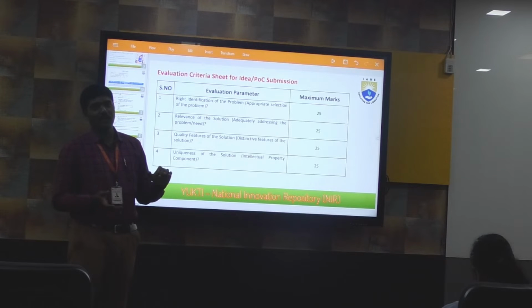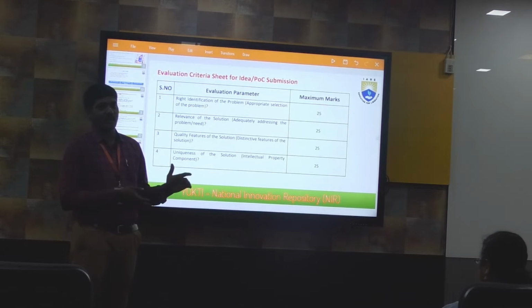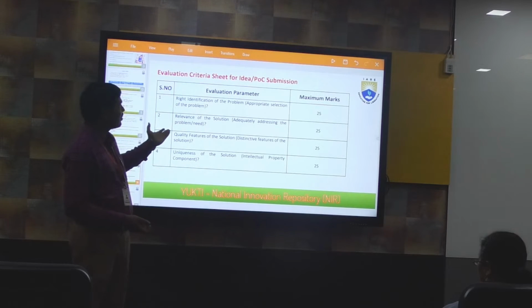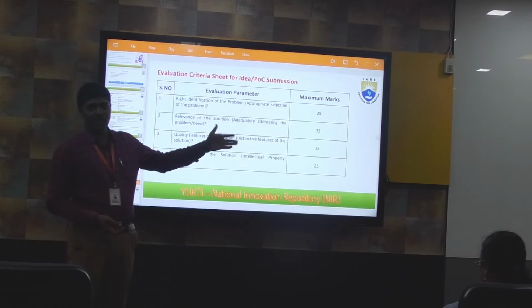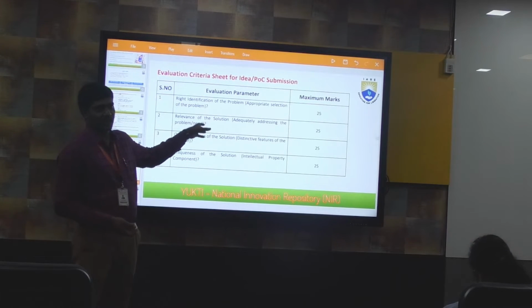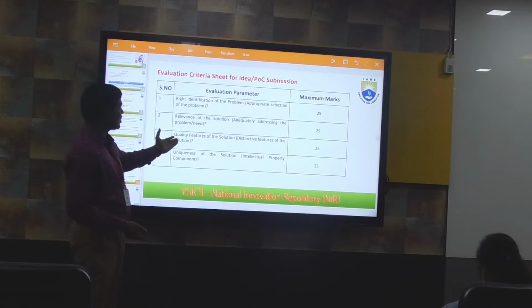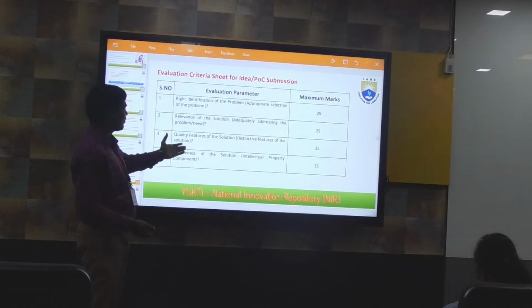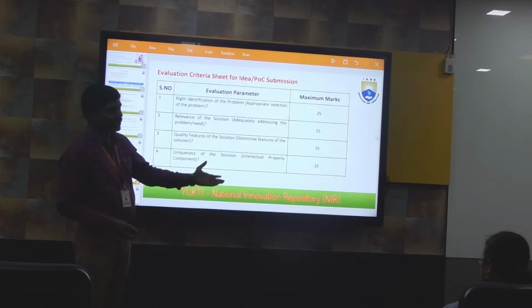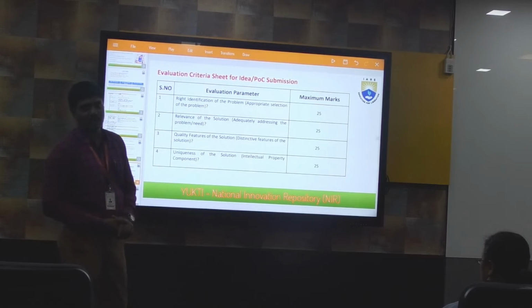So at the first level, either the innovation ambassadors from the college or the external mentors are going to evaluate these particular ideas. The criteria of this IDR POC submission can be used at the ideation level. This is what we use for the PBL internal evaluation. The criteria are: right identification of the problem, relevance of the solution, quality features of the solution, and uniqueness of the solution. Here they have given a total of 50 marks.